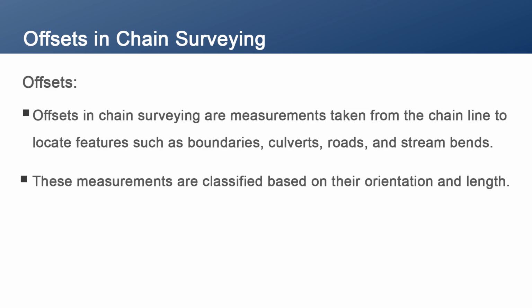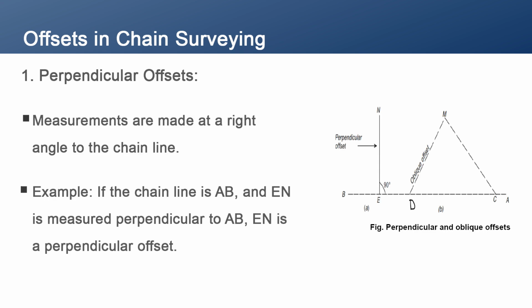In chain surveying, the positions of details, that is boundaries, culverts, roads, streams, bends, etc. are located with respect to the chain line by measuring their distance right or left of the chain line. Such lateral measurements are called offsets. There are two types of offsets, that is perpendicular offsets and oblique offsets. Let us describe each. Perpendicular offsets: it means if you are measuring the distance from a chain line to a building directly, that is a perpendicular offset.